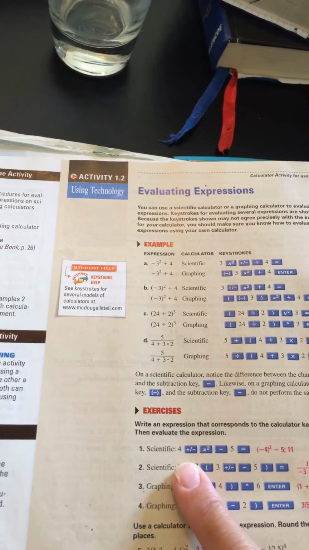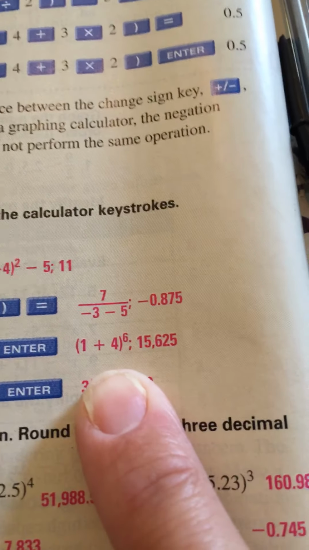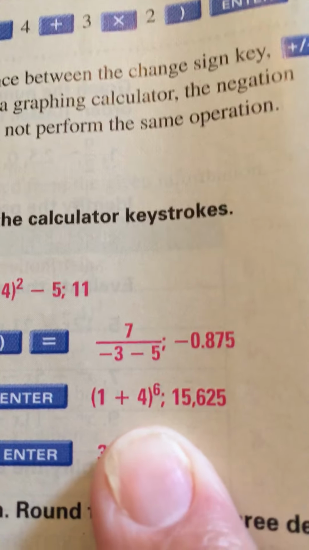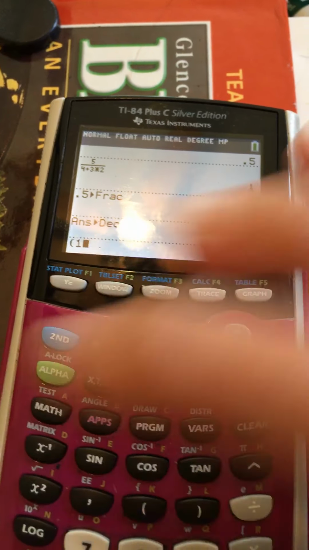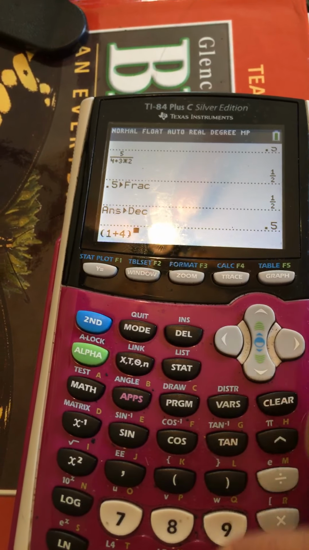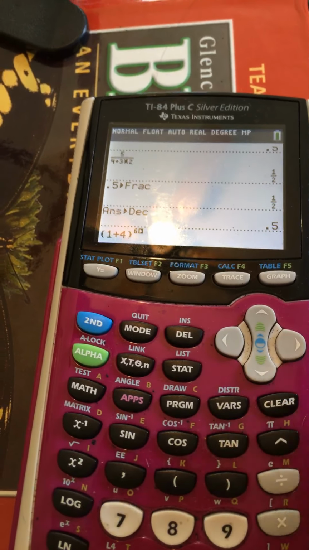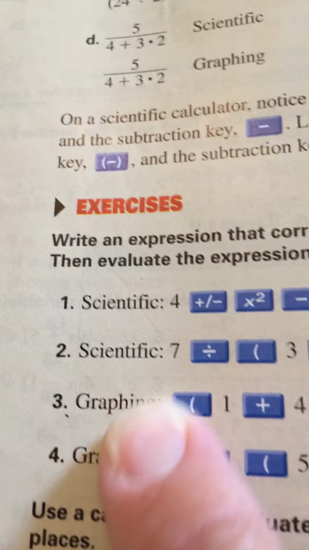Let's see if there's something we need to do here. Graphing. Oh, they want us to do this. 1 plus 4 to the 6th power. So we can do that one too. Beginning parentheses 1 plus 4, in parentheses, to the 6th power. And we got... is that the one I was supposed to do? Yep. 15,625. And I did that one because it was graphing, not scientific.